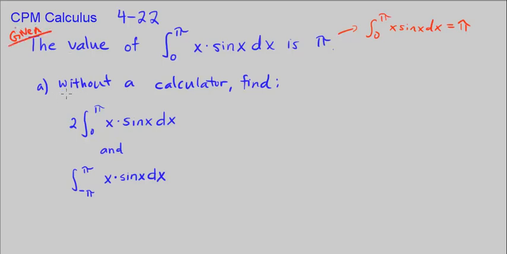So part A says without a calculator, find, and we're given two different integrals to evaluate. Let's do the first one. So let's call this A1, is 2 times the integral from 0 to pi x sine x dx. So this part right here looks exactly like this part right here, right? So we know that that part is equal to pi.